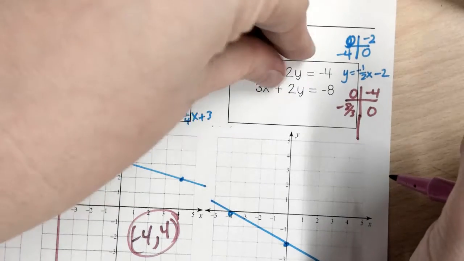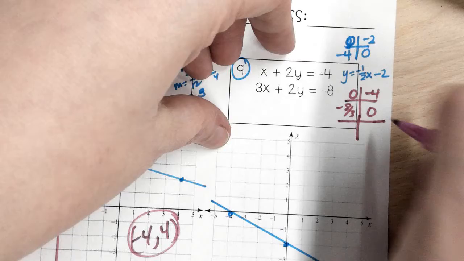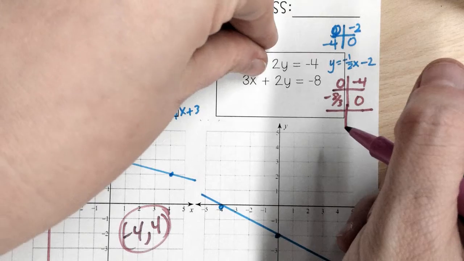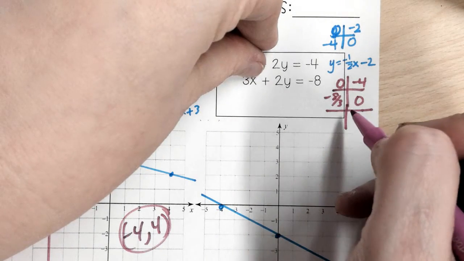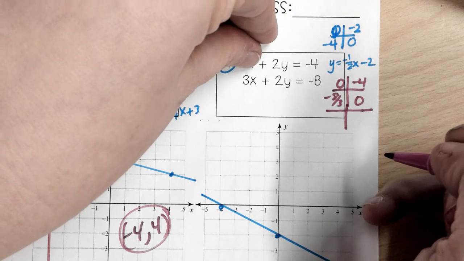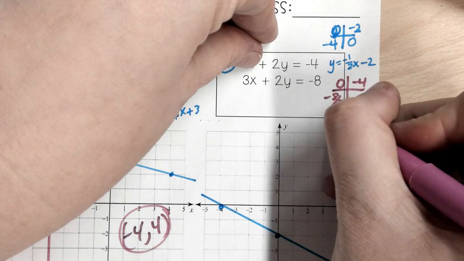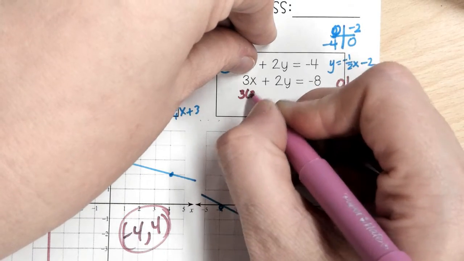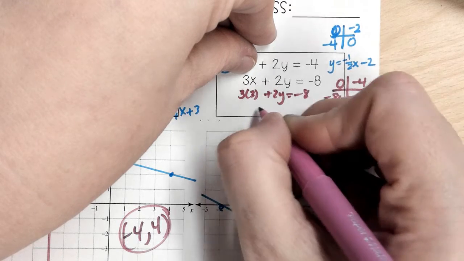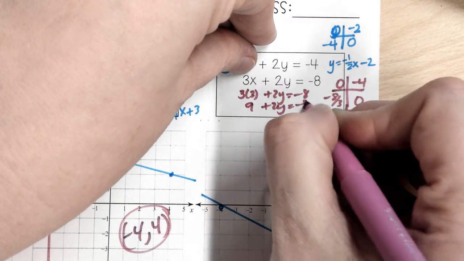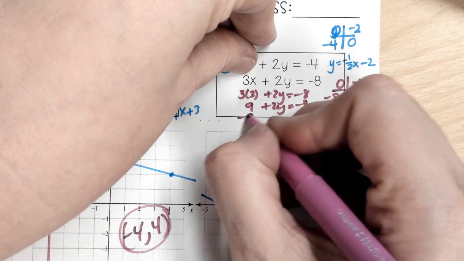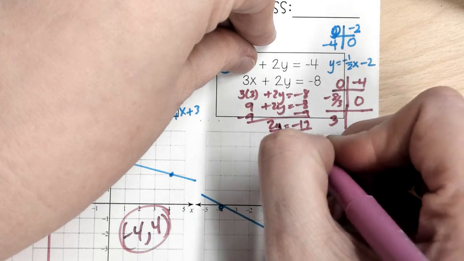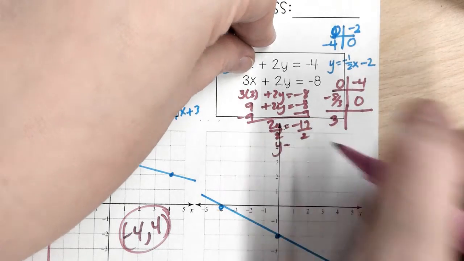So I'm going to try plugging in a number and seeing what I get. Well, I know I've got thirds, so let's try plugging in a multiple of 3 for x. Just for the heck of it, let's put in 6. Well, I can't put 6. Let's put 3. Okay, so 3 times 3 plus 2y equals negative 8. 9 plus 2y equals negative 8. If I subtract 9 from both sides, 2y equals negative 17. Well, that's no good.